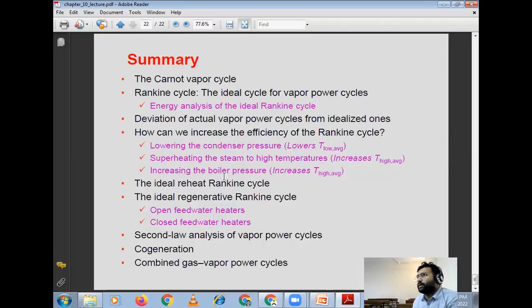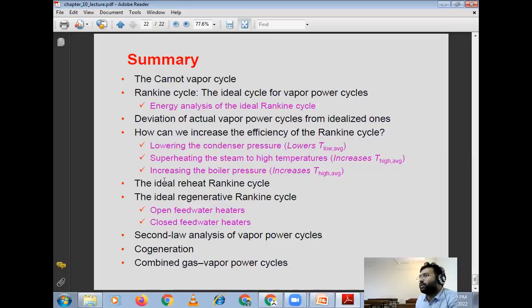So now, the summary. We started with the Carnot vapor cycle, which is the cycle that gives you maximum efficiency. Then we moved towards the practical cycle, that is the Rankine cycle. We saw the deviation in the actual Rankine cycle. Then we saw the methods to improve the efficiency of the Rankine cycle. Either you can lower the condenser pressure, or you can superheat the steam, or you can increase the boiler pressure. But increasing boiler pressure has a drawback that it reduces the net work done, and this drawback can be eliminated by reheating the steam.